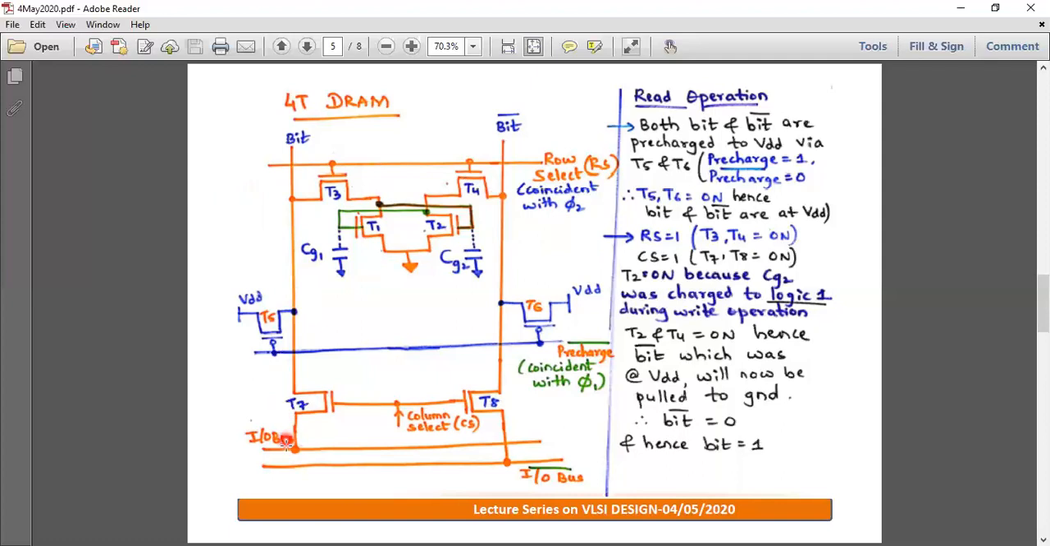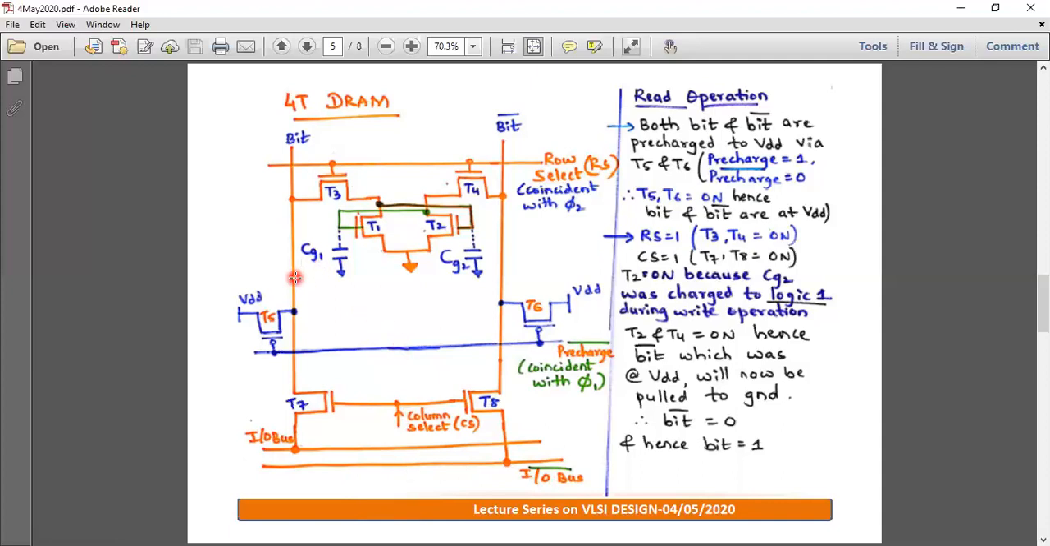And these logic levels will be available on the bus because T7 and T8 are 1. So this input output bus will have logic 1, that is the bit line state, and bit bar state is 0, so the input output bus bar will have 0. Hence the data written in the memory cell is retrieved on these bus lines.